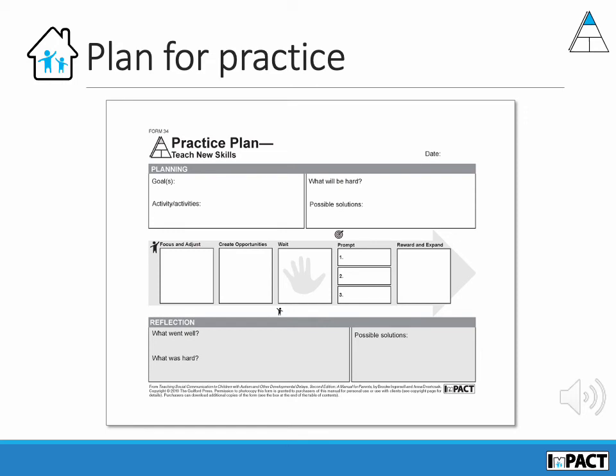Next, think about the techniques that we talked about today, prompts for using communication. Choose the techniques that you'll use to help your child use more complex communication skills, including the specific prompts, and write these down on the sequence graphic in the practice plan. You should plan to practice these strategies for 15 to 20 minutes per day during play, as well as during 1 or 2 daily activities. Also, think about what may be hard about carrying out your practice plan and brainstorm possible solutions.